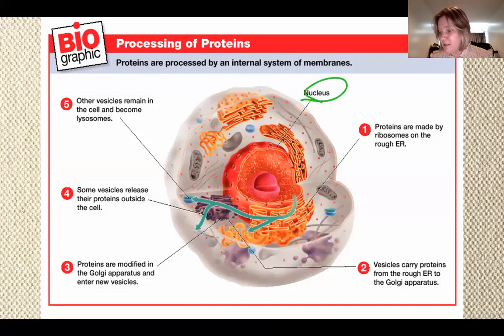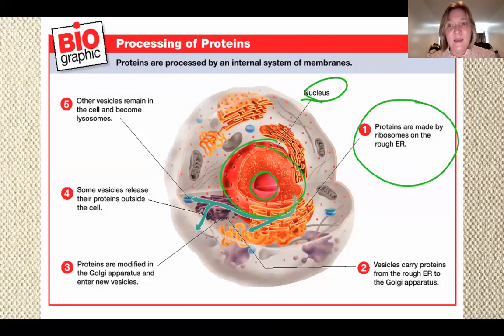So we have the nucleus here, and this denser area in the middle is the nucleolus. So we have proteins made by ribosomes on the rough ER, which is this orange dotted thing. The little red dots are the ribosomes. Notice that you also see red dots in the cytoplasm.